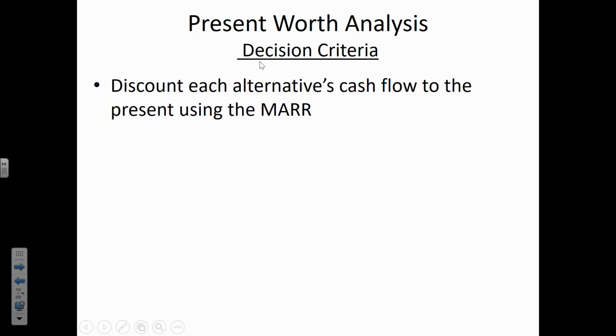So decision criteria is when you're making a decision, you have to know what's the rule that you're going to be applying. And in present worth analysis, the method is that you take all of the inflows and outflows over time and then you discount it to the present using the MAR. Does anybody remember what this abbreviation stands for, MAR? Yes. Minimal acceptable rate of return? That's right. It's the minimum acceptable rate of return.